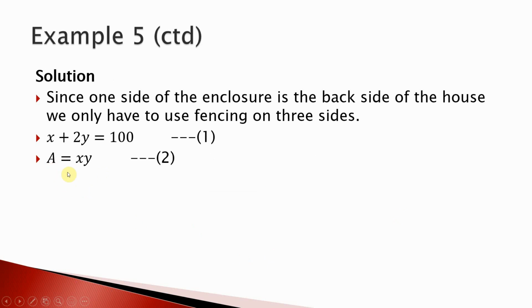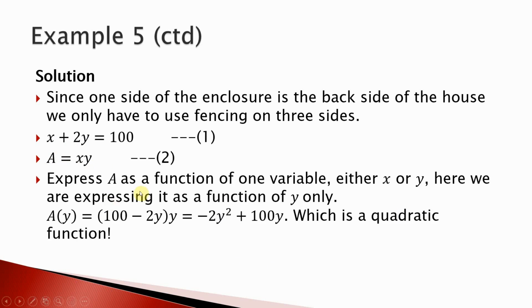So we have to express A as a function of one variable only, because here you have two variables. So you substitute for x or y, then you get a function of y only or x only. It doesn't matter which variable you choose, you can choose anyone. Here I'm going to express it as a function of y only, but you can substitute for y and get a function of x only as well.